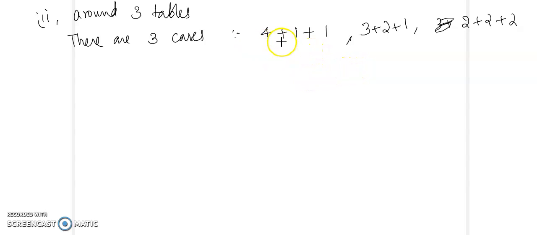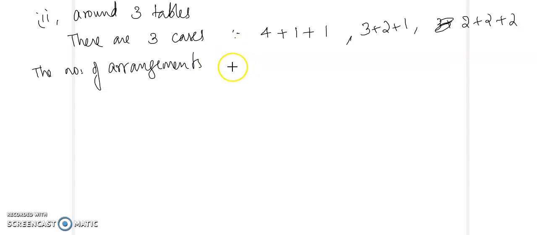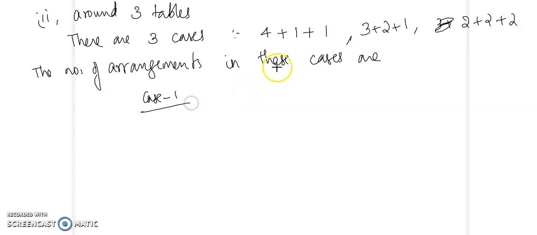So a table can have 4, then the other 2 have 1 each, then a table can have 3, then 2, 1, then all can have 2 each. So the number of arrangements in these cases are, for case 1, 4 people can be chosen in 6C4 ways.